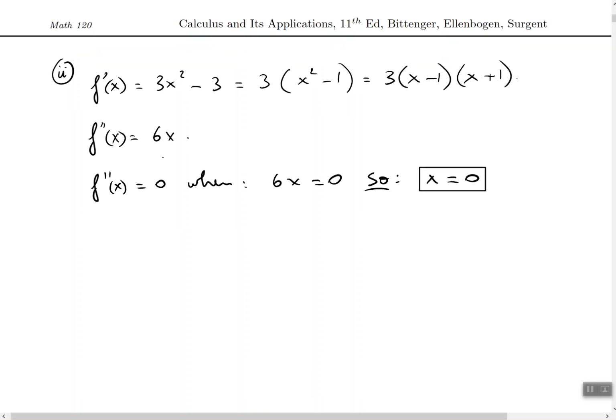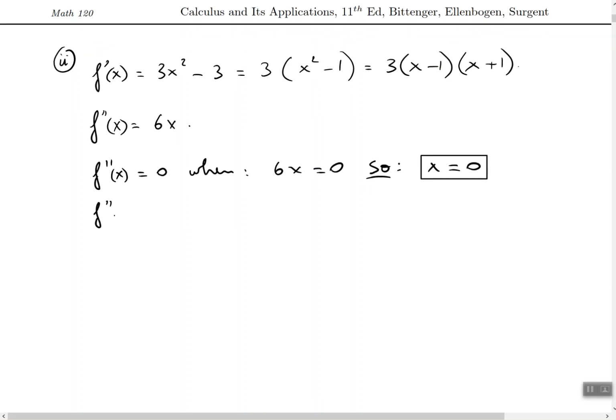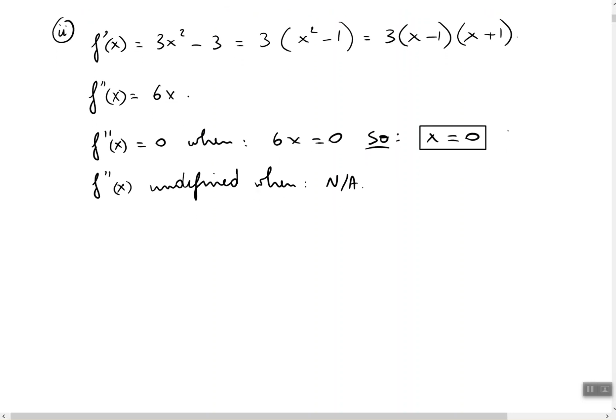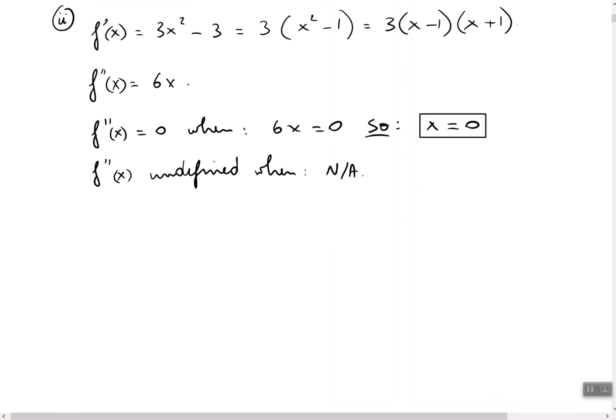By the way, I didn't write it down for the first derivative, but we're also supposed to say when f double prime is undefined. In this particular problem, there's no solution. It's not possible because the derivative does not have a denominator. The same thing would have happened with the first derivative. I forgot to write it earlier, but that's normally included in there. So at this point, we are ready to make the line, and this represents the second derivative.